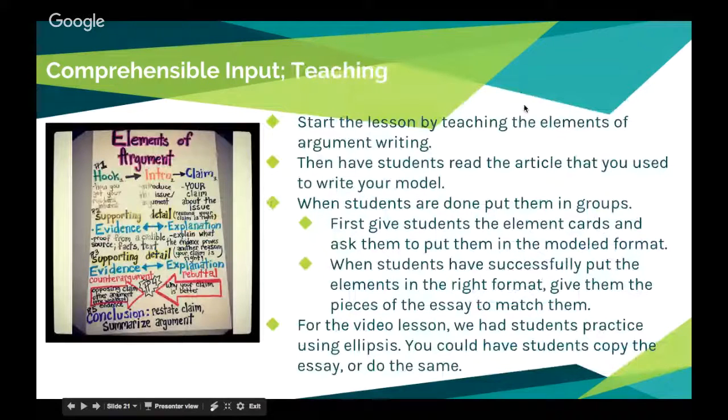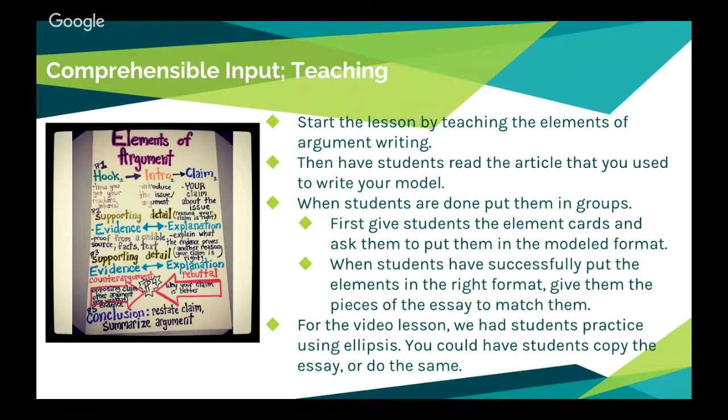So here's the comprehensible input when we were teaching it. We started the lesson by teaching the elements of argument writing, so what those vocabulary words meant: a hook, an intro, a claim, evidence, supporting details, explanation, counter-argument, rebuttal, conclusion, etc.